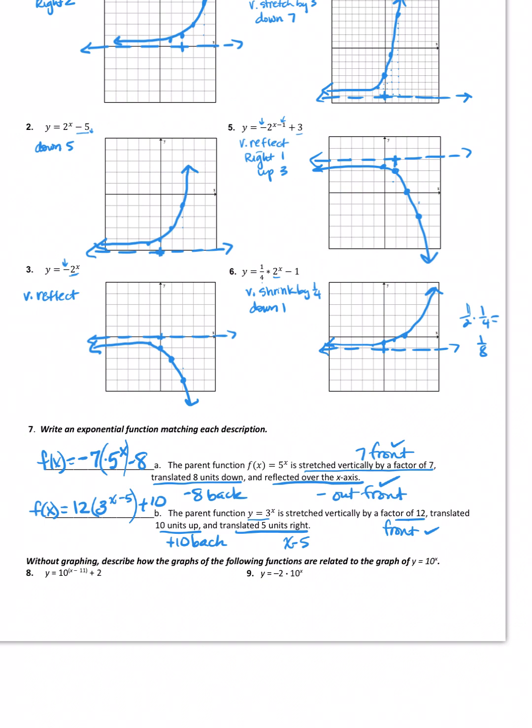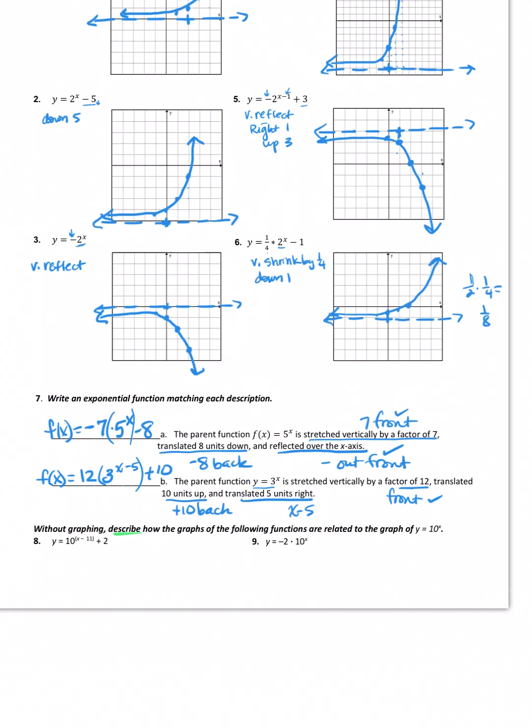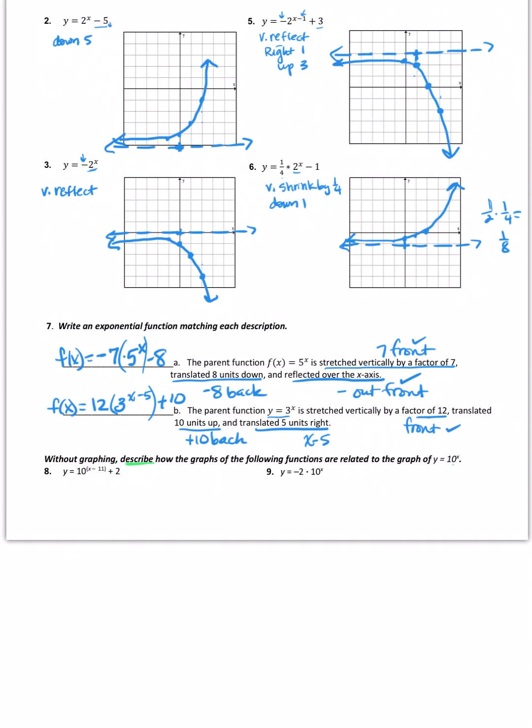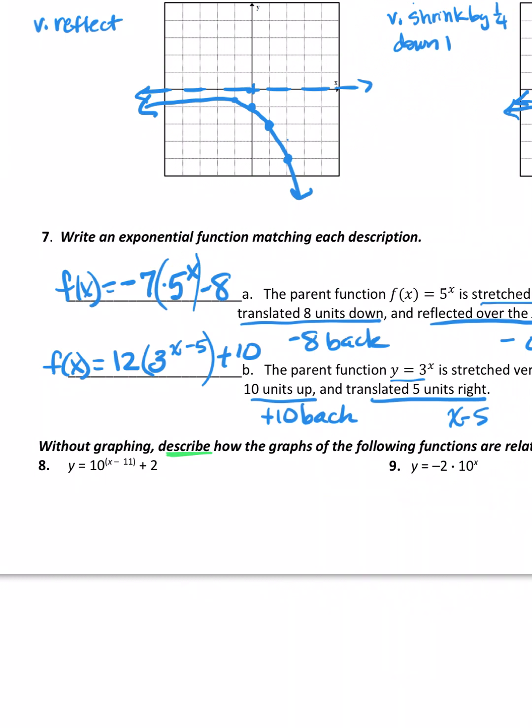All right, now number 8 and 9 are just asking you to describe, just describe. That's all I'm asking you to do. Use your words, okay? The parent function is 10 to the x, so don't give me any information about 10 to the x. Tell me what's happening to that. So look at number 8 here. All right, that x minus 11 is in the exponent. That means it's opposite logic, so it's going to go right 11 units. The +2 is a vertical shift. It's going to go up 2. And that's all you have to tell me.